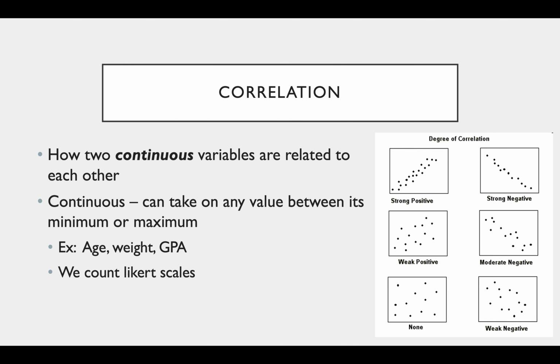Just as a reminder, correlations are used to look at how two different continuous variables are related or associated with each other. Continuous means that they're on a continuous number scale, with a minimum and a maximum. These can be things like age, GPA, weight, and we also consider Likert scales to count for correlations. If you're really paying attention in stats class, you might tell me that Likert scales are ordinal. They are, that's true, but we're going to count them as continuous well enough for correlations. So Likert scales count as well.